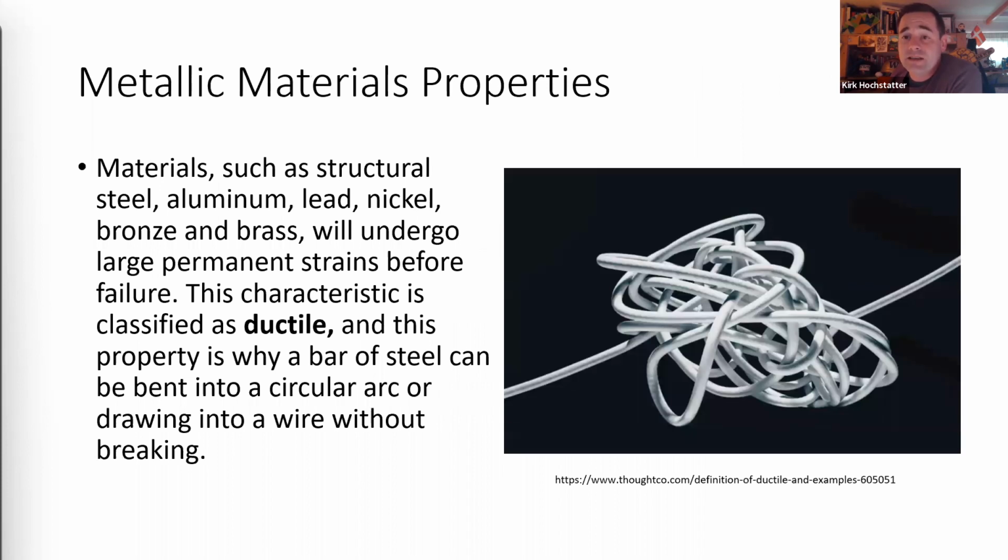Metals such as structural steel that undergo large permanent strains before failure are classified as ductile. For instance, ductility is the property that enables a bar of steel to be bent into circular arc and drawn into wire without breaking.